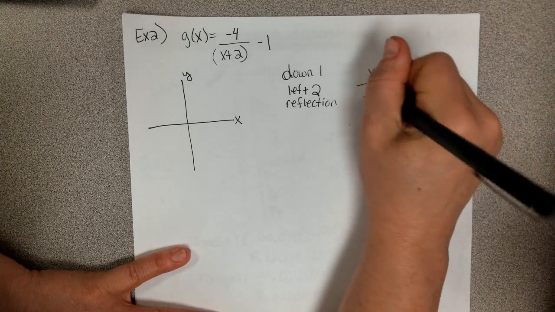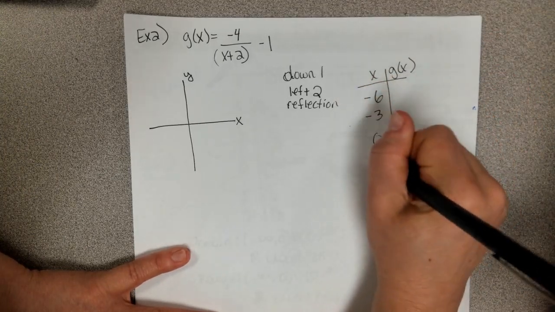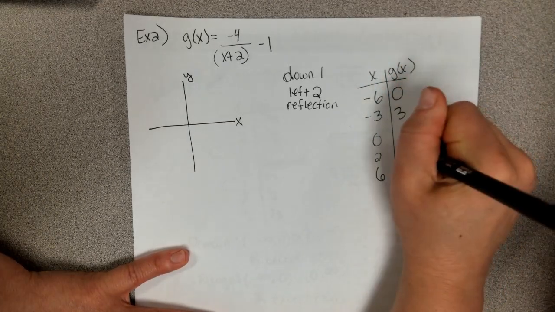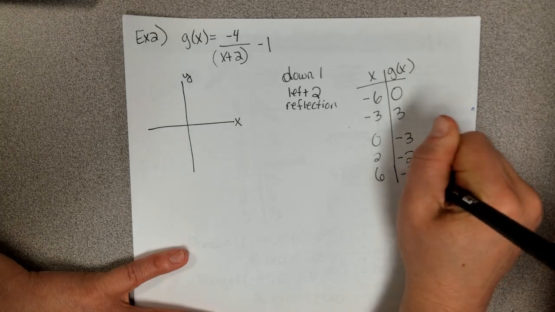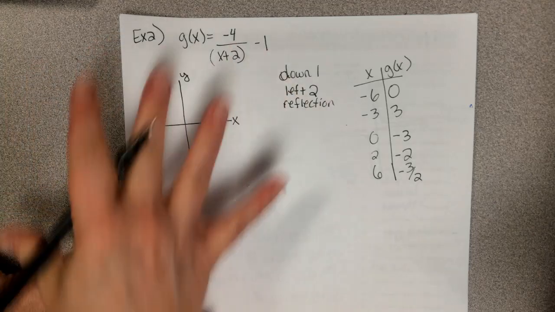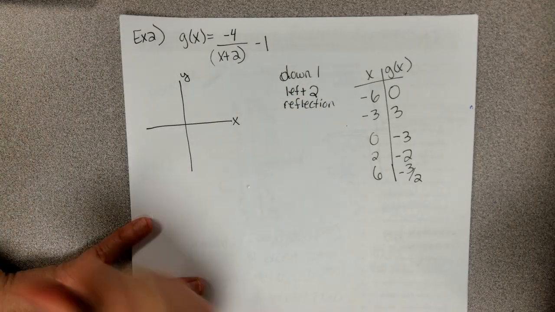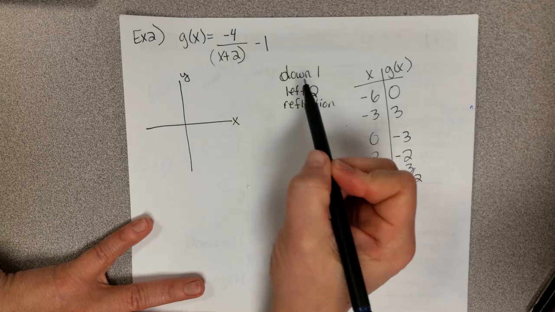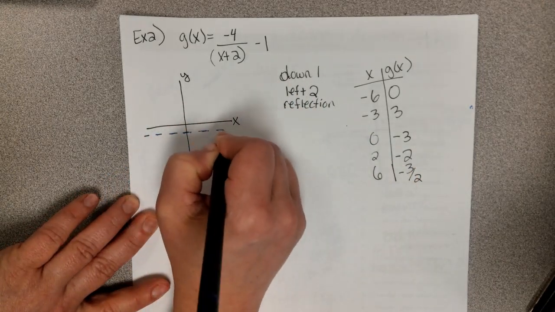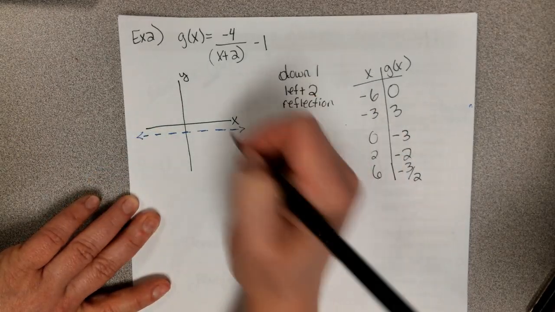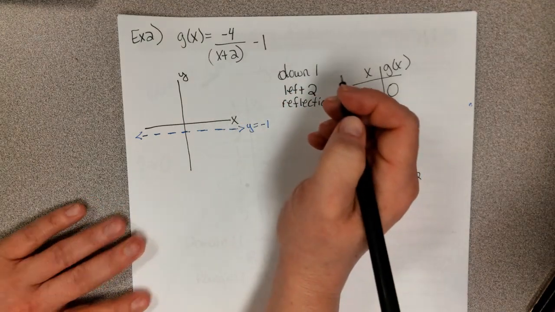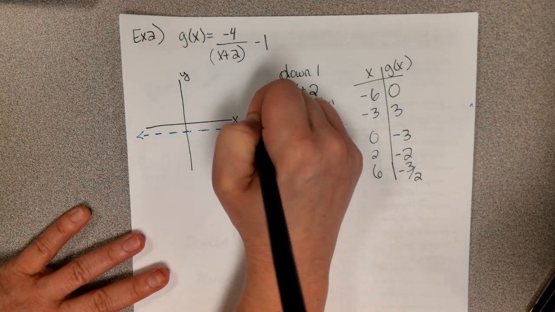I did mine -6, -3, 0, 2, and 6. Obviously, you can choose whatever x's you desire. And I just plugged these into the equation to find the information I needed. So when you plot all of this out, you'll see some things. You'll see that your asymptote will go down 1. So you'll see that you have this right here. So this asymptote went down 1. So now we're at y equals -1. And then that's going to be your horizontal asymptote.